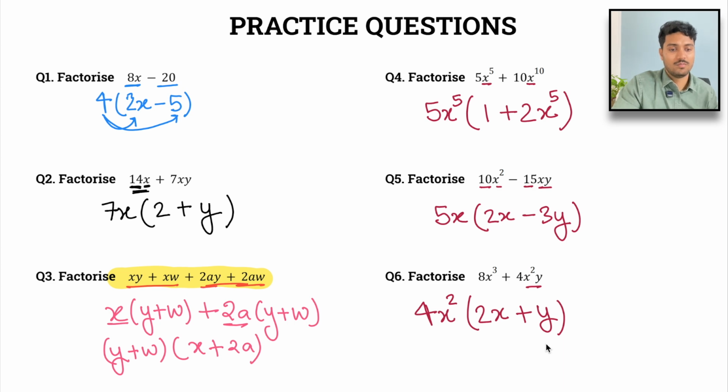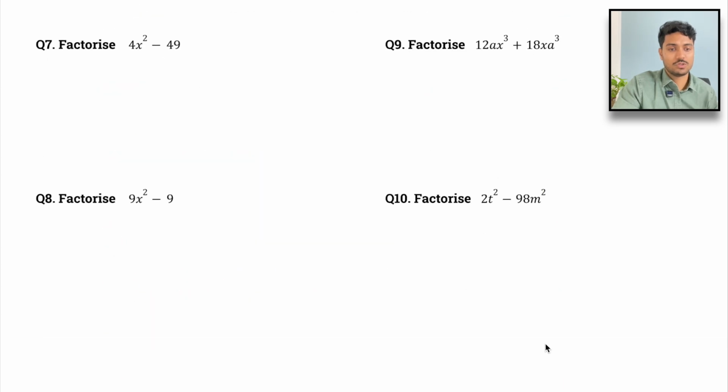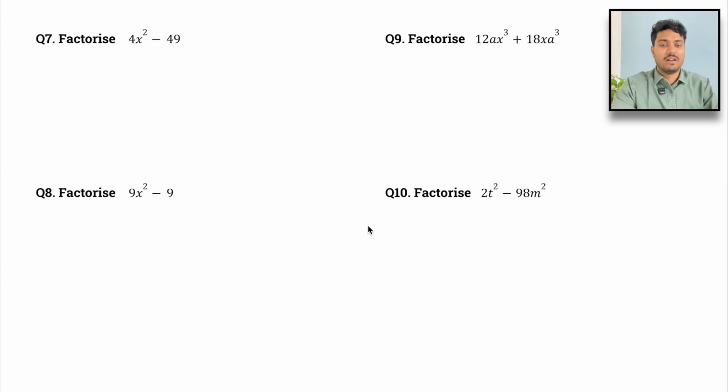Let's move on to the next question. Question number 7, it says factorize 4x square minus 49. Now in this question, this is a very good question. We can clearly see that neither the number is common nor the variable is common. So what to do now?